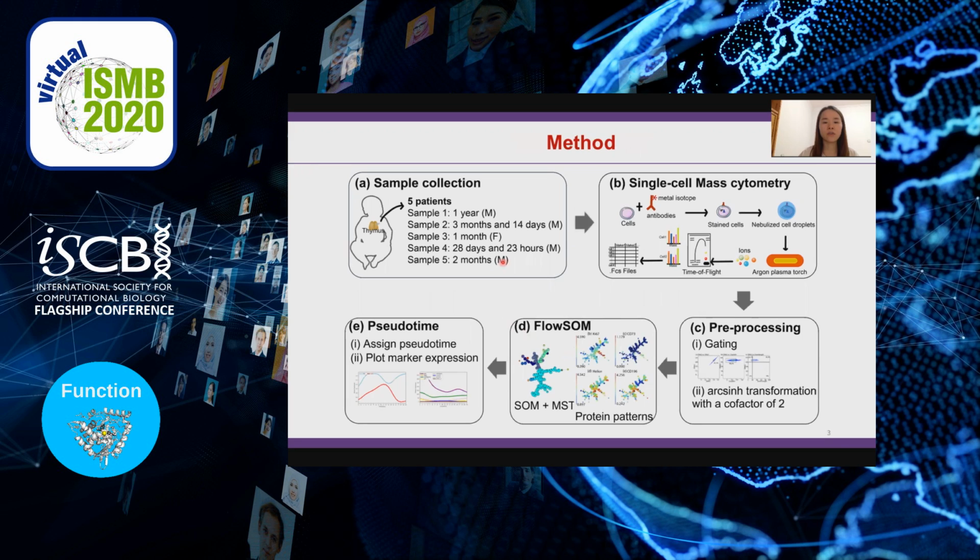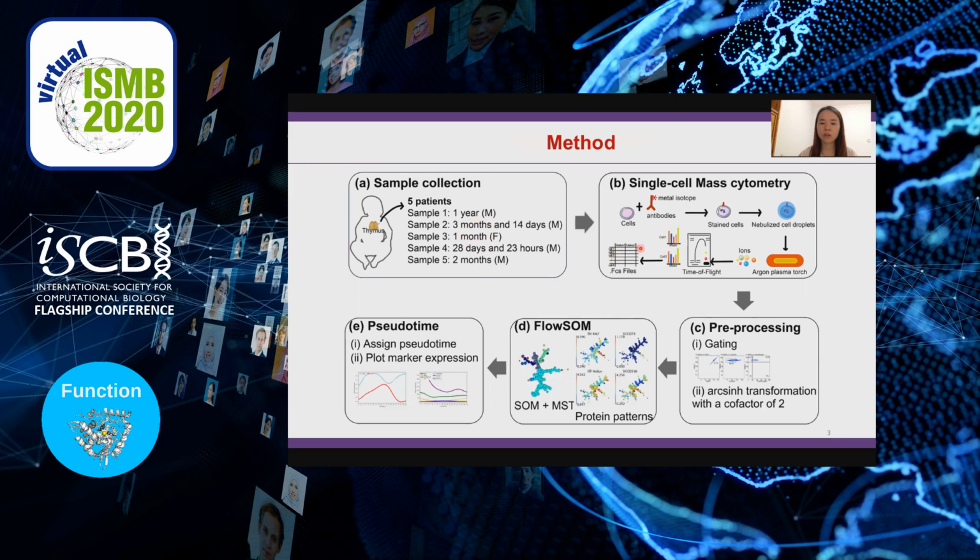Here is an overview of methods. The first step is sample collection. Thymus is fully formed at birth. It will shrink as we grow up. Therefore, all major subtypes of T cell appear in the thymus during the infant period. So we collect 5 thymic samples from human infants of 1 month to 1 year old.